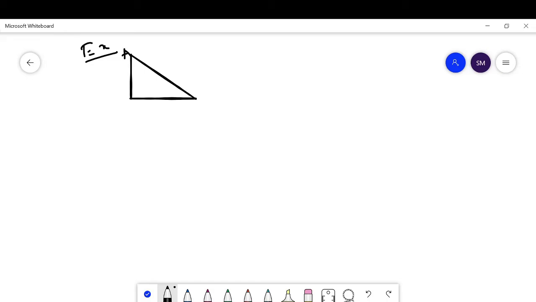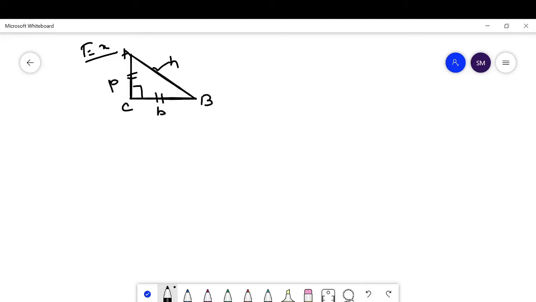The right angle is at C. This is isosceles, which means AC is equal to BC. Here AB is the hypotenuse. This is H, this is B, and this is P.